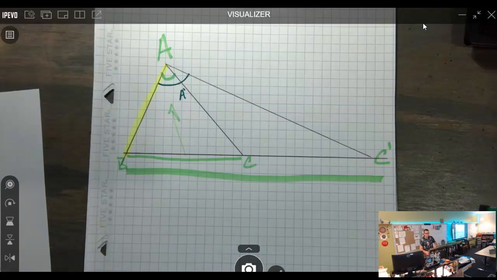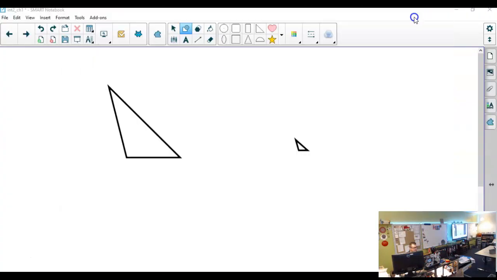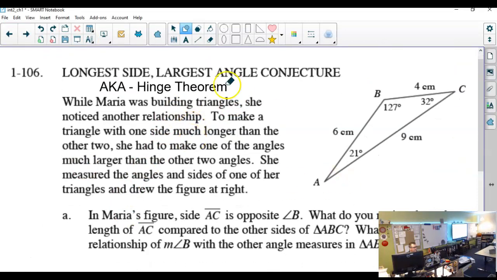In its most basic format, the Hinge Theorem is trying to get us to realize that the longest side will always correspond to the largest angle. And just in the nick of time, I'm out of time. That is all the math we have time for today. So we'll pick up probably right here tomorrow.